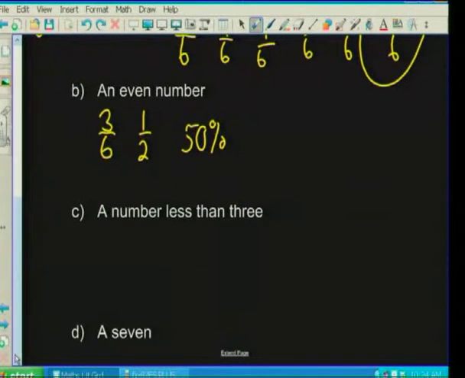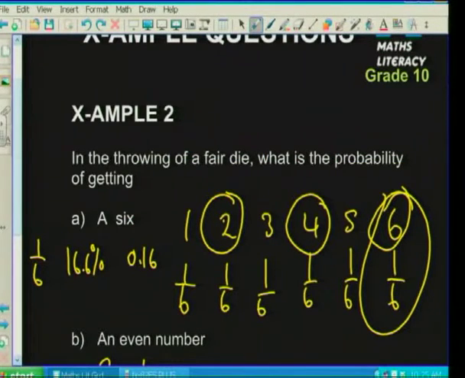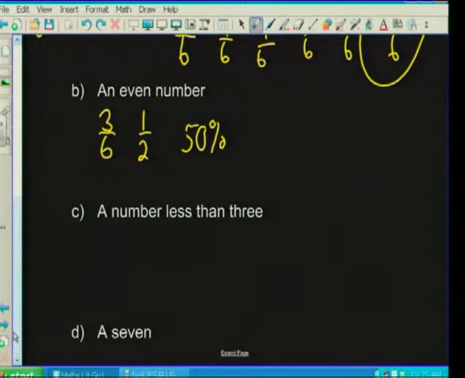The next one, question C, says a number less than 3. So let's go back and see what are the probabilities of getting a number less than 3. Well, the numbers that actually meet that criteria are the number 1 and the number 2, because 3 is the number we're not allowed to be above. And of course, 3 is not less than 3, so we can't include it. So only the numbers 1 and 2 would be valid solutions in this case. So we'll be looking at 2 possibilities, the number 1 and 2, out of the 6 possibilities of throwing the dice. So a 2 out of 6 probability is equal to a third.